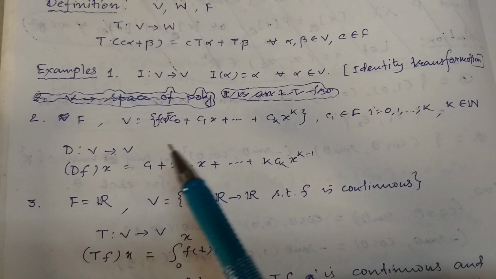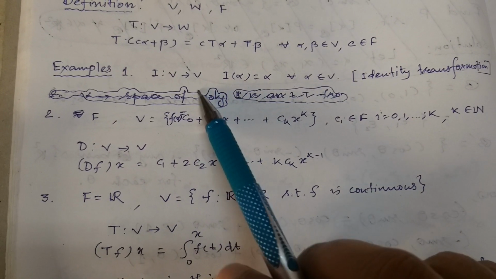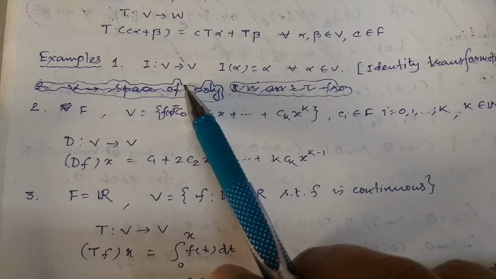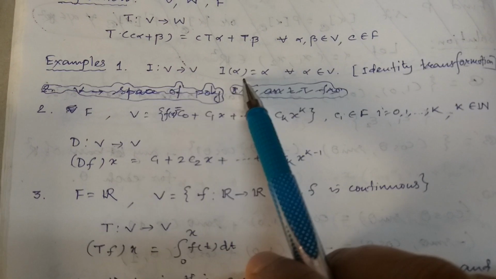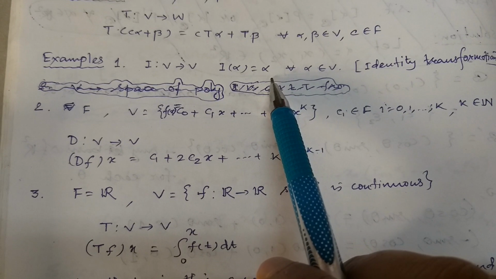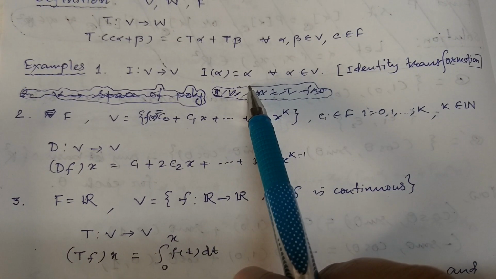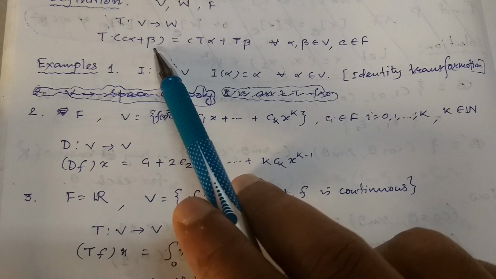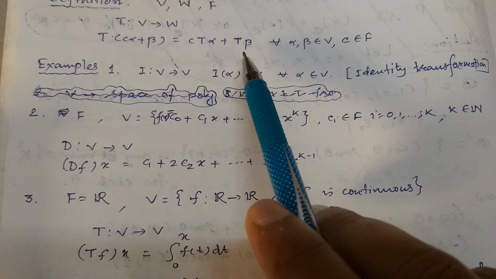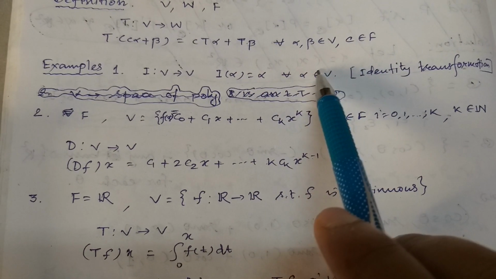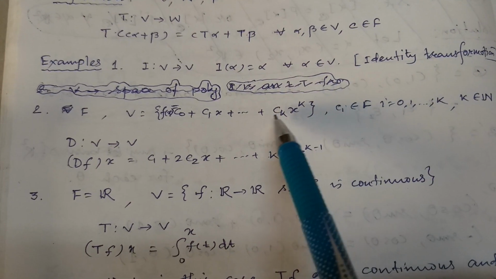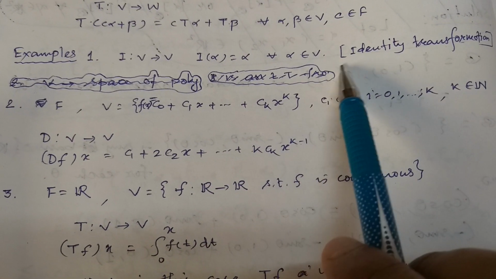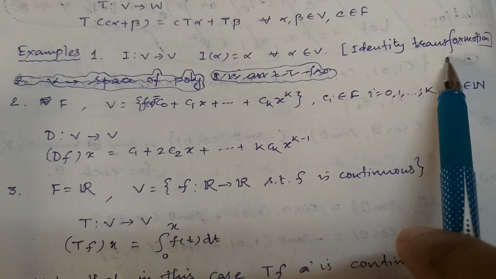What are the examples of linear transformations? Let V be a vector space over any field F and I be a transformation such that I(α) = α, that means the identity mapping, for all α belonging to V. Then one can check that I(cα + β) = c·I(α) + I(β) for all α, β belonging to V and c belonging to F. So one can easily check that I is a linear transformation, and this transformation is called the identity transformation.